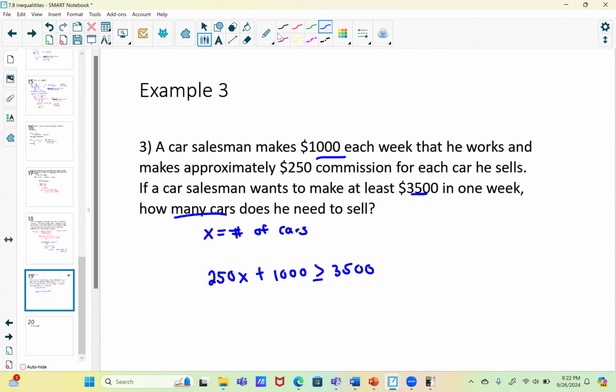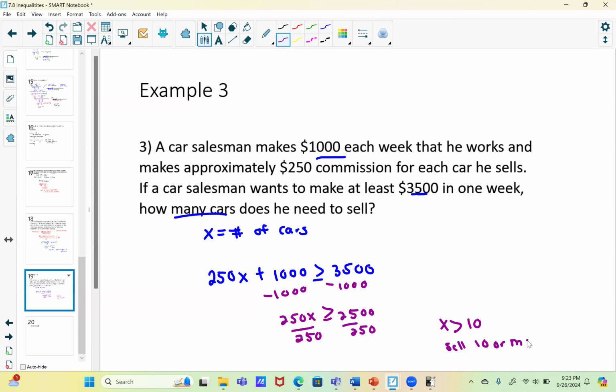Because the lowest he wants to make is 3,500. And then again, we're going to solve this. So we subtract 1,000. We get 250x is greater than or equal to 2,500. And then we're going to divide both sides by 250. If you do that, you get x is greater than or equal to 10. And so he needs to sell 10 or more, or at least 10 cars.